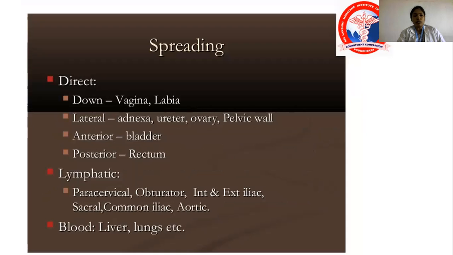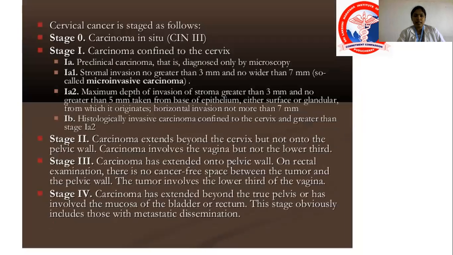And it spreads down to the vagina and labia, laterally to adnexa, ureter, ovary, and pelvic wall. Anteriorly, it spreads to the bladder, posteriorly to the rectum. And lymphatic-wise, it can spread to paracervical, obturator, internal and external iliac lymph nodes, and by blood it can spread to liver, lungs, etc. This is the staging of CA cervix.